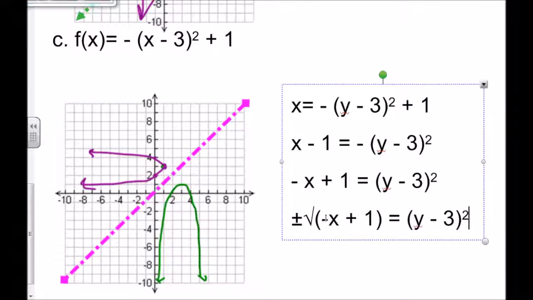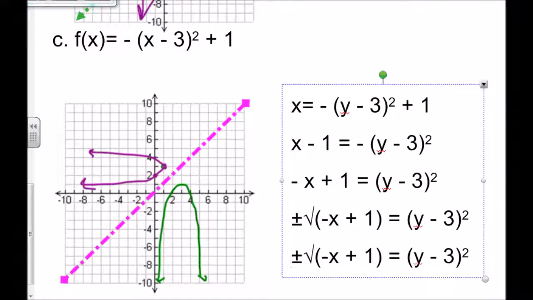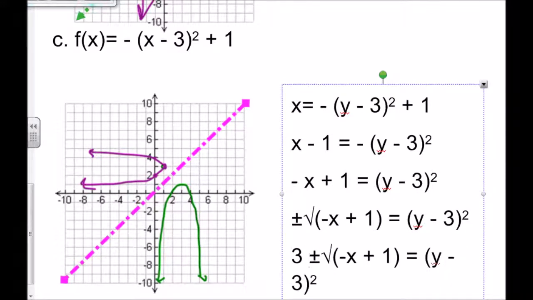add that 3 to both sides, you get positive 3 plus or minus the square root of negative x plus 1 equals y, which is what this is. So this is 3 plus or minus the square root of negative x plus 1.